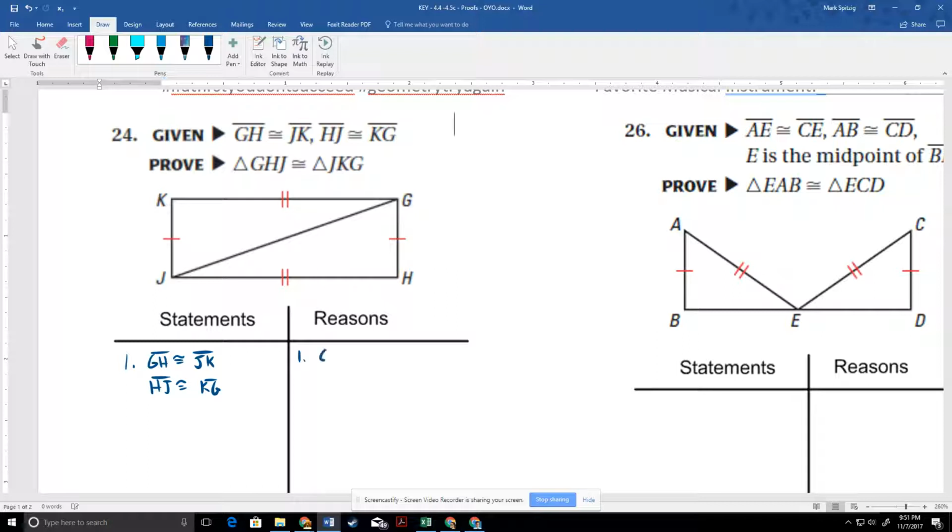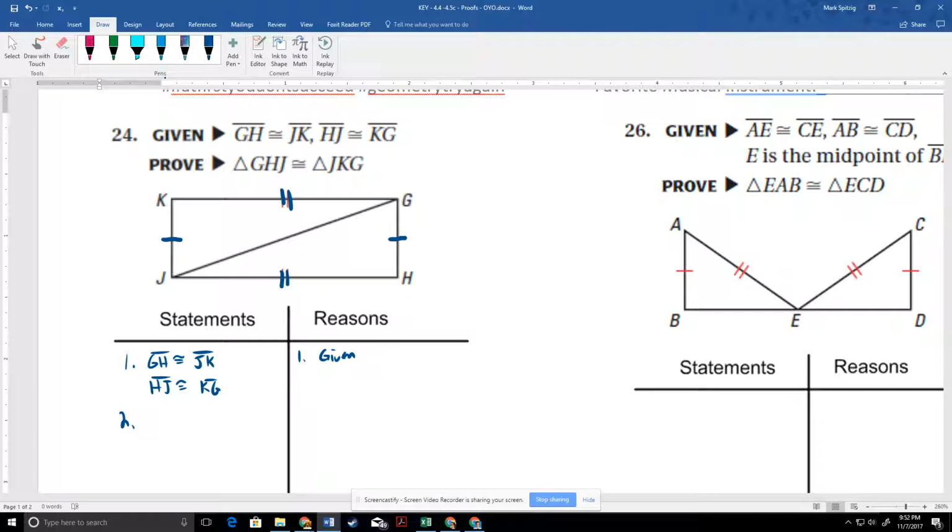And again, I'm not done with the givens yet because I have to make sure to mark them on the diagram. Now, in this case, GH is here and JK is here. And we have HJ and KG here and here. In other words, they're already marked on this diagram, but I double check that they were, okay? And then the next thing we look at is, again, I'm trying to prove these triangles congruent here. That's the whole goal.